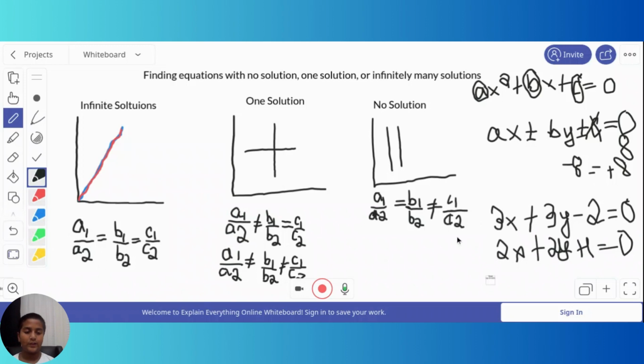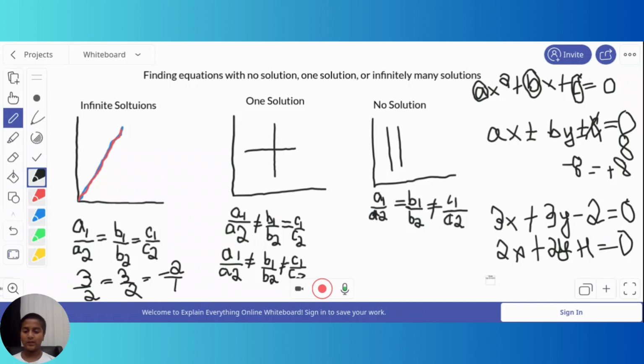So in this case, A1 is 3 and A2 is 2. So it's going to be written as 3 over 2, which equals to 3 over 2 again, which equals to negative 2 over 1. So these are our proportions.